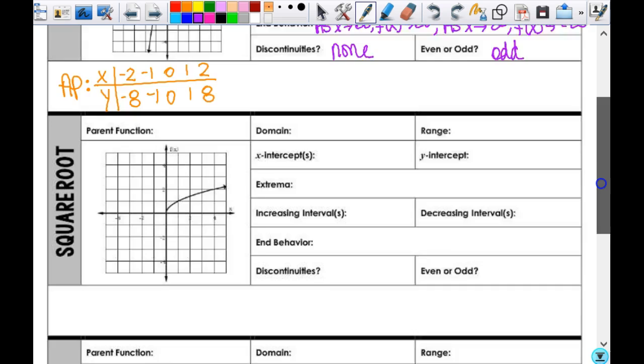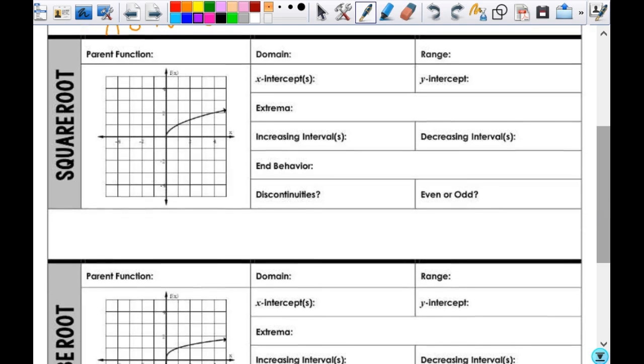So then we have the square root function. What is that? F of x equals what? Square root of x. That's why it's called the square root function, right? And so the domain is from what to what? 0 to infinity. Do I include the 0? Yes. Range is from 0 to infinity. Do I include the 0? Yes.